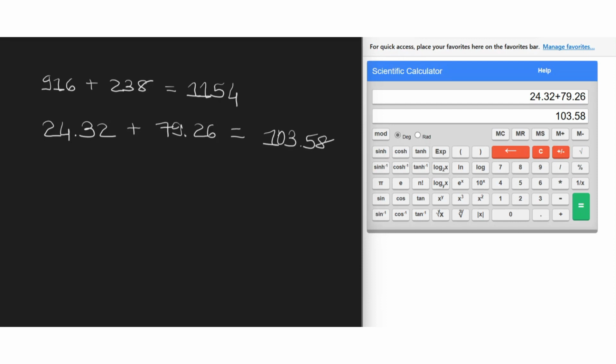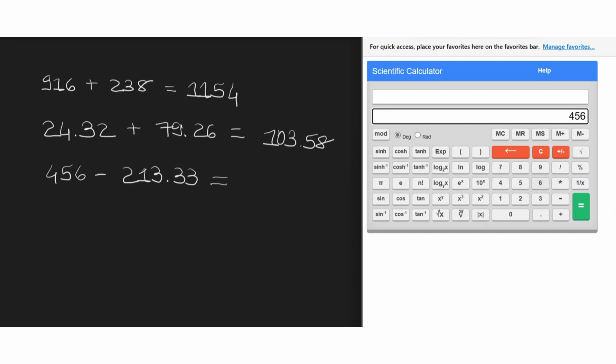Same way, if we want to perform subtraction, like suppose I'm having these two numbers 456 and 213.33. I'll just type it 456 minus then 213.33 and press equal to. So we get it as 242.67.